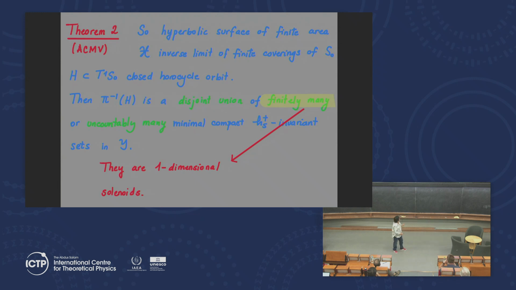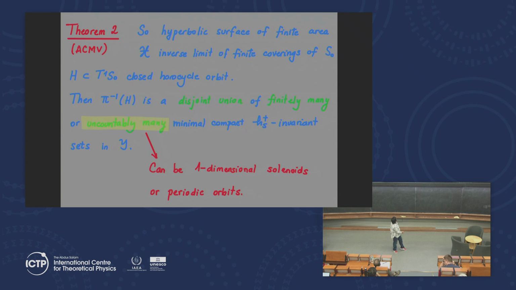That's what you're getting. And if you have uncountably many, you can either have uncountably many periodic orbits for the horocycle flow in the solenoidal surface, or uncountably many one-dimensional solenoids. All this sitting on top of a single periodic orbit on the base surface.